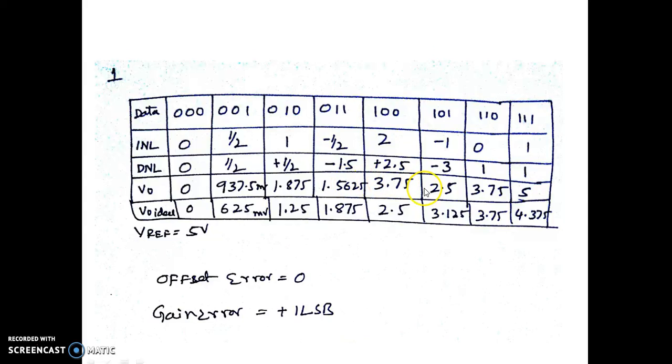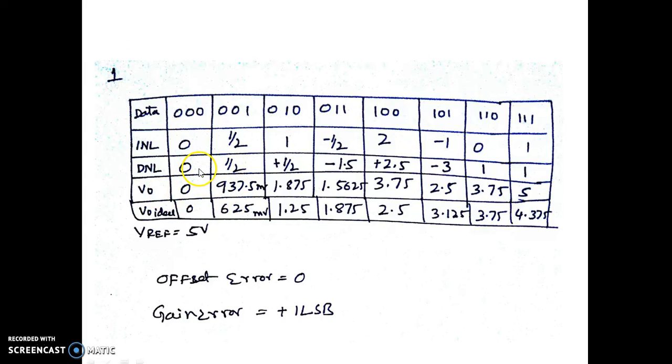Similarly for the different values, if you look at 111, we are supposed to have an ideal output voltage of 4.375 volts. Since the actual output voltage is 1 LSB above, to this 4.375 I have added 625 millivolts, which is 5 volts. This is the V0, the actual value corresponding to the INL given for this particular example. Once we are through with the V0, the actual output voltage, we can find the DNL.